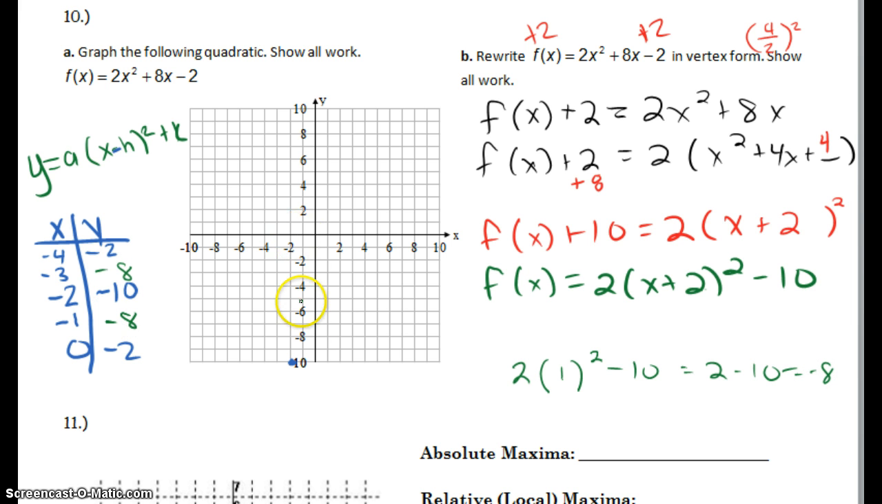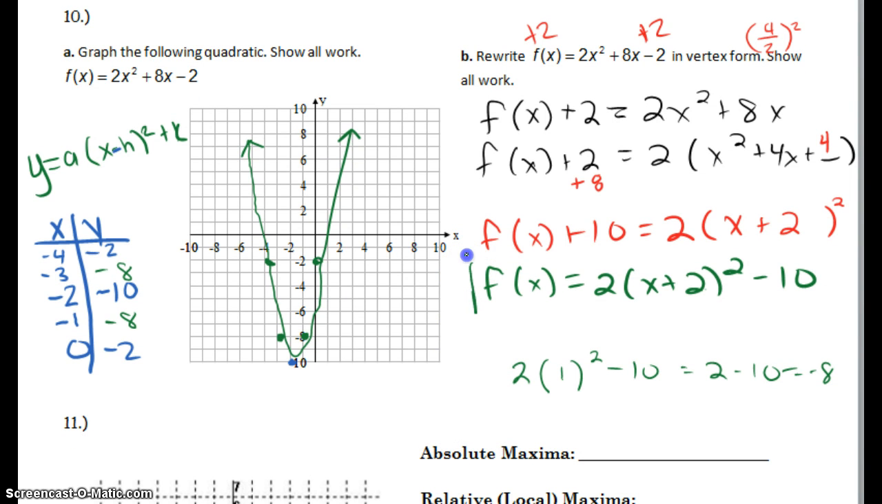So I have -1, -8, -3, -8, 0, -2, -4, -2. Now I'm going to do my best to draw a nice, smooth curve. That was the worst parabola I've ever drawn, but it's hard on this little pen pad. You get the gist of it.